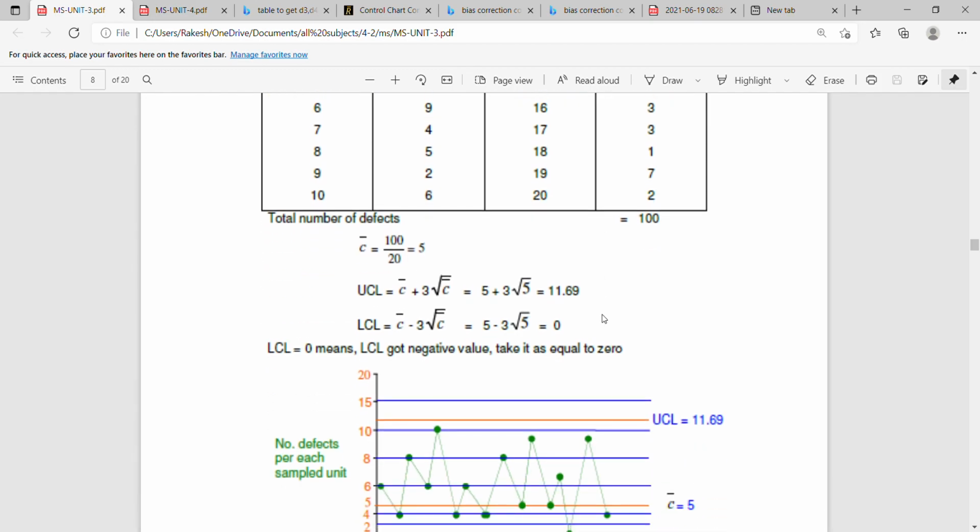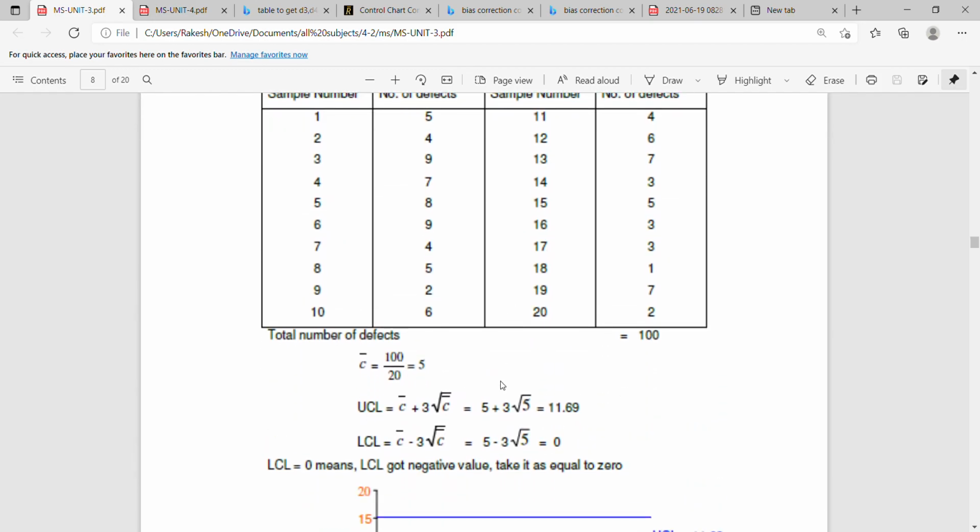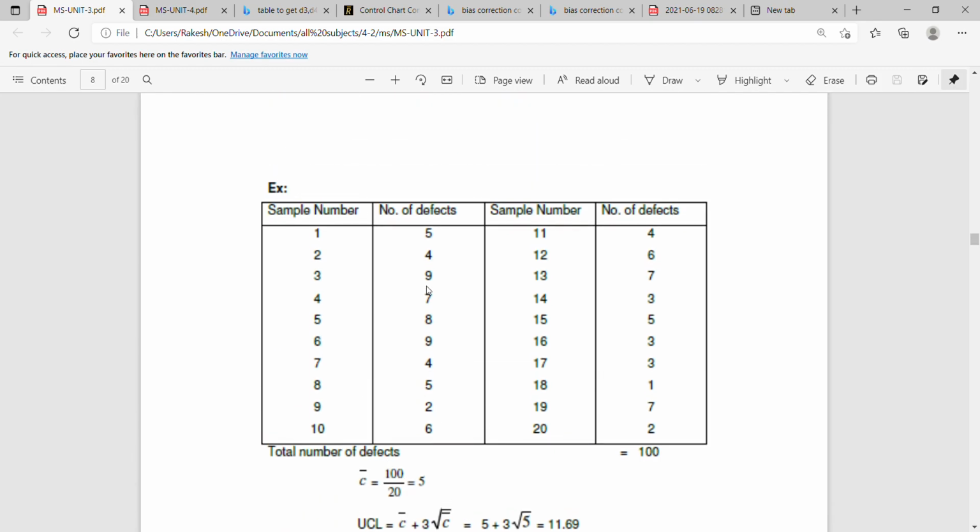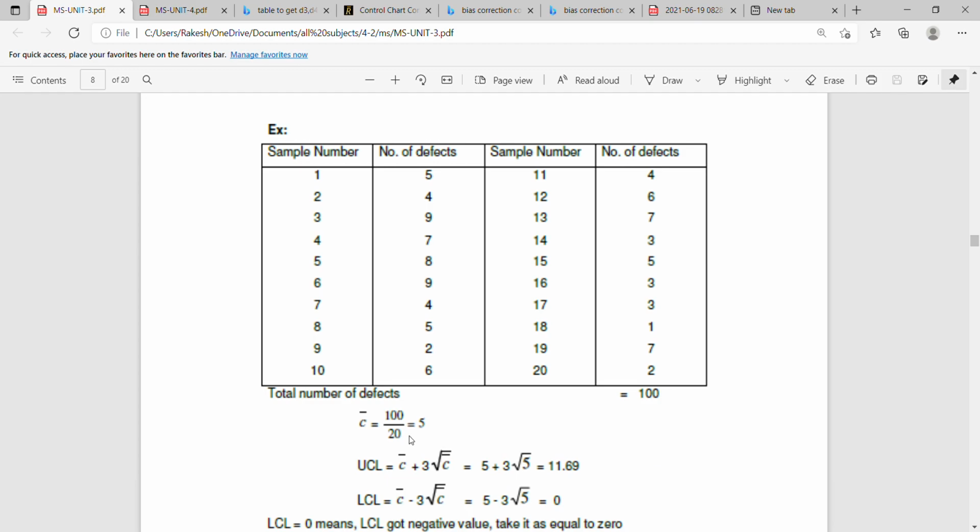To construct C chart, you have to calculate C bar first. C bar means nothing but total number of defects. Means you have to add all of these: 5 plus 4 plus 9 plus 7 plus 8 plus 9 plus 4 plus 5 plus 2 plus 6 plus 4 plus 6 plus 7 plus 3 plus 5 plus 3 plus 3 plus 1 plus 7 plus 2 equals 100. You have to calculate C bar, means sum of observations by number of observations. Sum of all this we will get 100, and number of observations is 20. This we will get as 5.